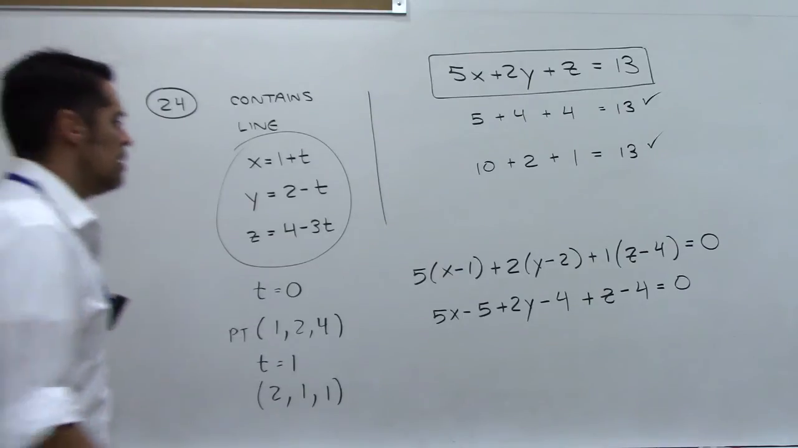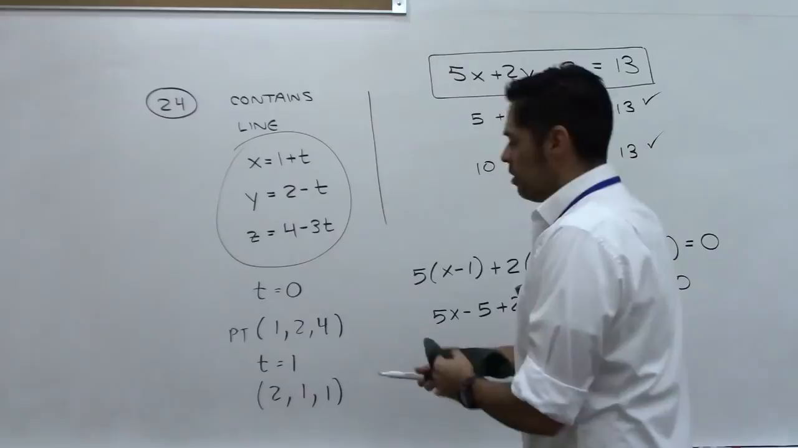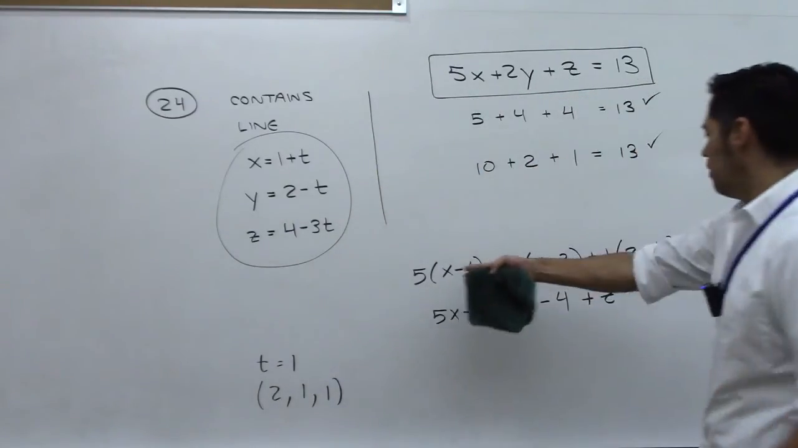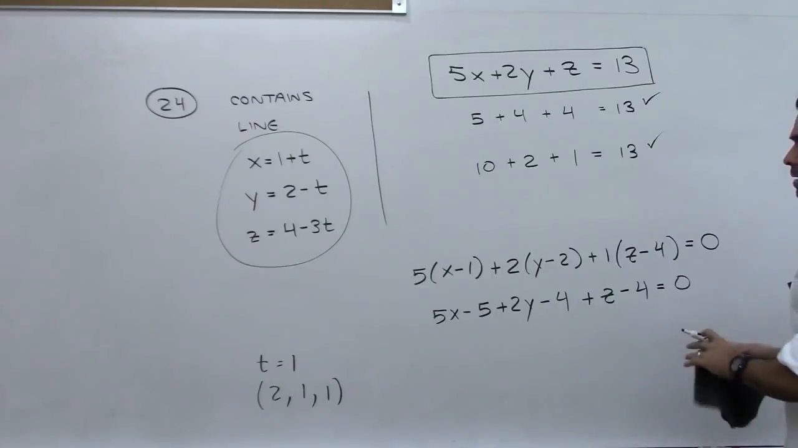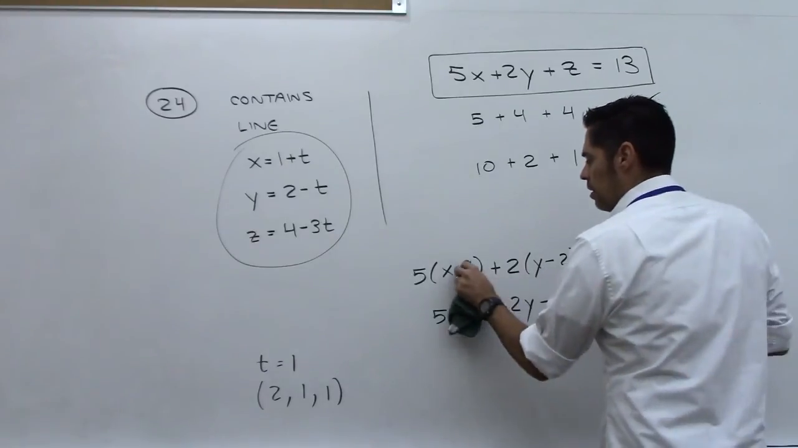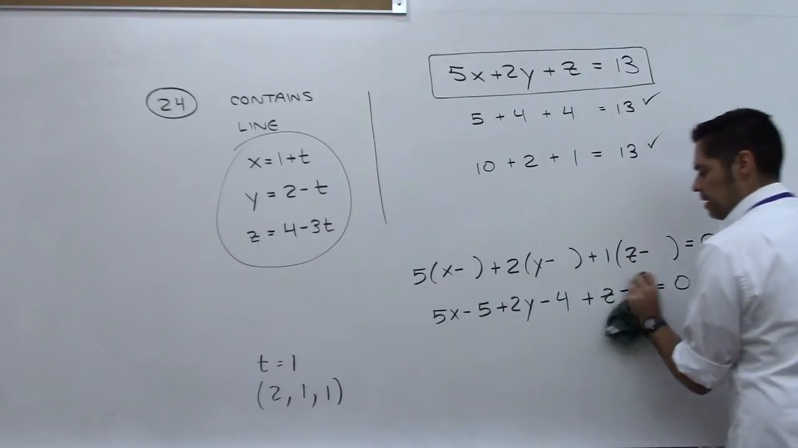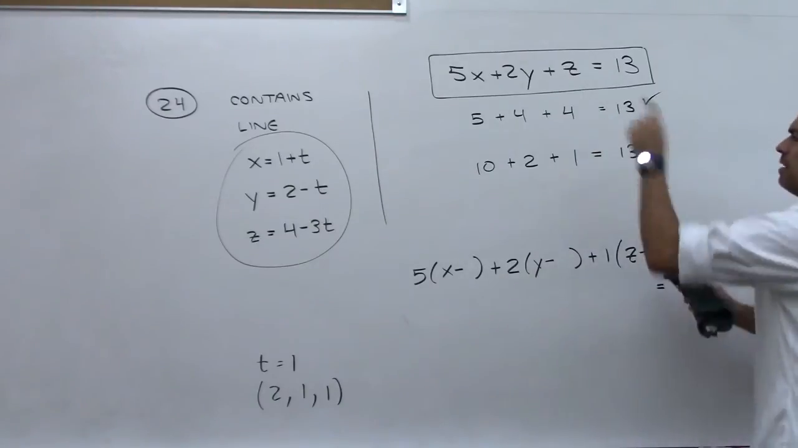So what if you would have come in here and you wouldn't have done t is 0, right? And you would have been trying to come up with this equation, and you would have used 2, 1, 1 instead. So this would have changed, right? Let's see the difference. See if we get a different answer.